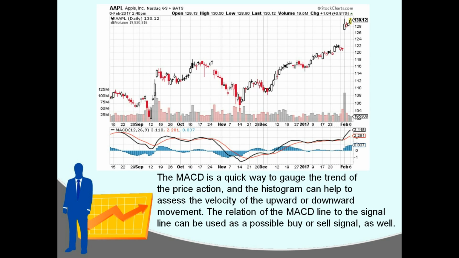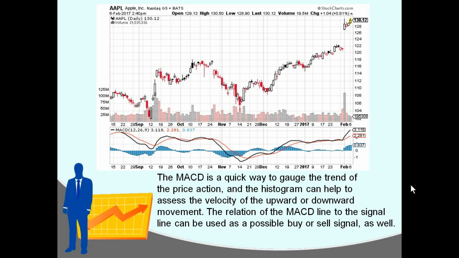The MACD is a quick way to gauge the trend of the price action, and the histogram can help to assess the velocity of the upward or downward movement. How quickly, in other words, is it going up or down? What's the velocity? The histogram shows here that it's going down faster and faster. And over here, it's showing it's going up faster and faster. And over here. And here's a long stretch of it just kind of going sideways, maybe with a slight upward bias, but mostly sideways.